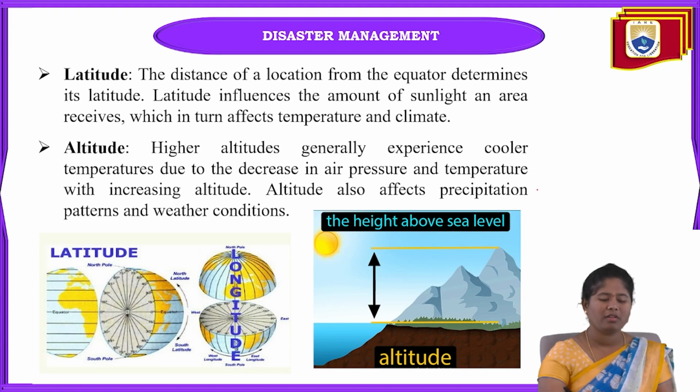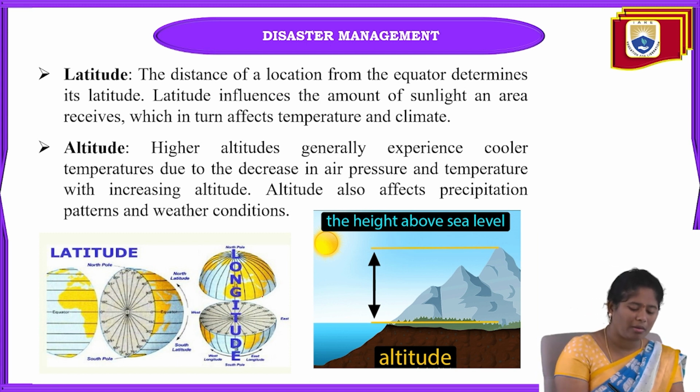Coming to the next one, that is latitude. What is meant by latitude? It is nothing but the distance of your location from the equator. If this is your earth, the equator will be here.